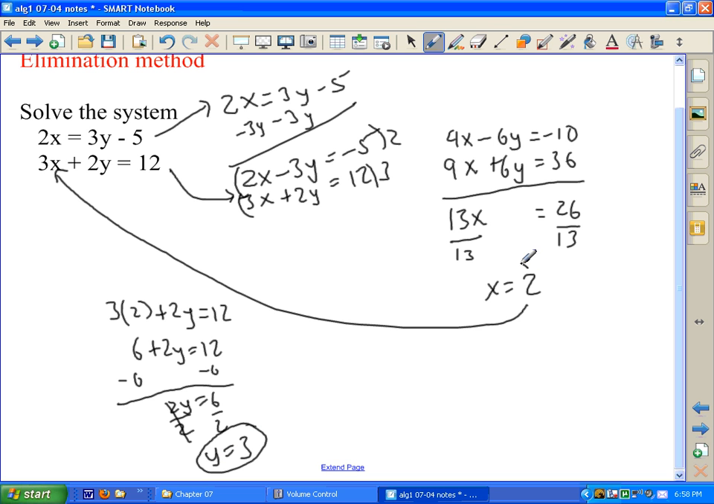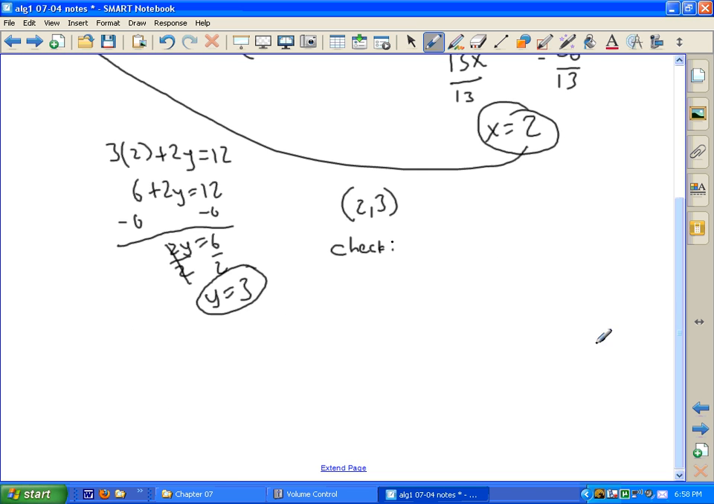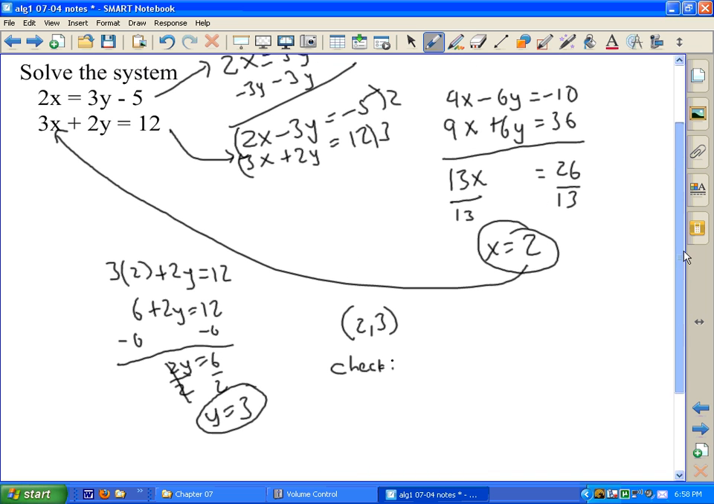So now I have my solution: x is 2, y is 3, and I want to do the check step. So here's our check. I'm going to check by plugging that 2 in for x and 3 in for y into both of my original equations here. So the check step looks like 2 times x, which is 2, should equal 3 times y, which is 3, minus 5. So 4 should equal 9 minus 5, and 9 minus 5 equals 4, so it checks in the first equation.